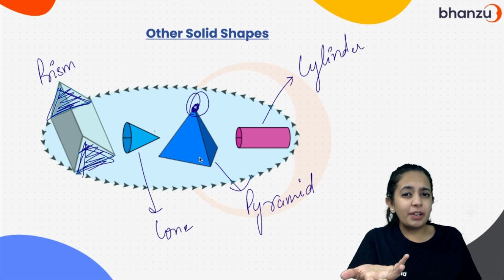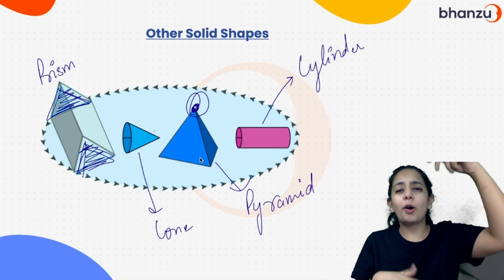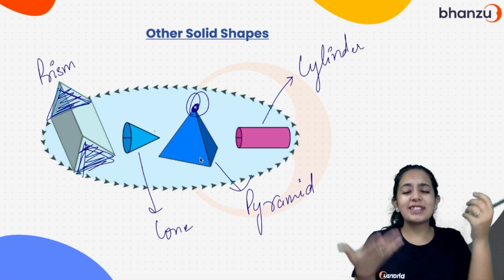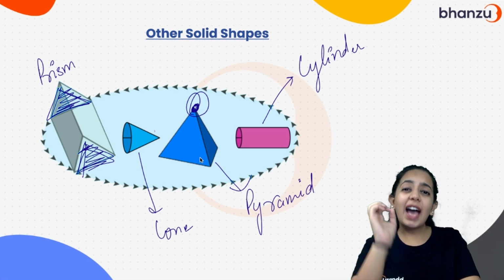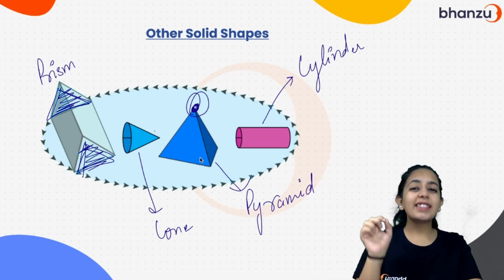But is it the same in a pyramid? No, there is only one floor at the bottom. There is no top. The top is just a corner point. It's just a vertex, right? So that's the difference between a prism and a pyramid. Now, let's move on and look at their nets.